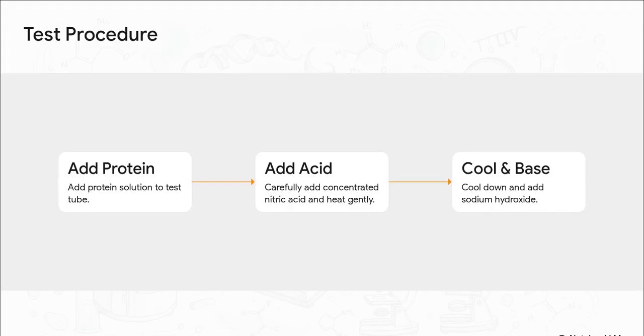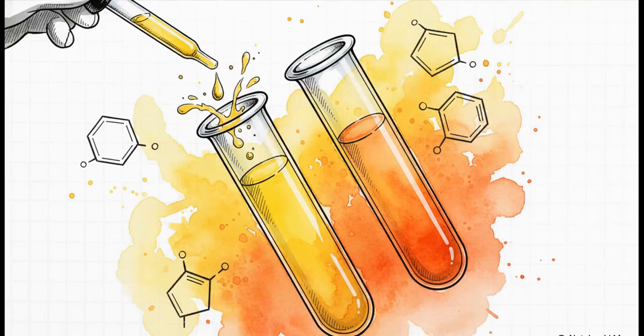What's happening biochemically here is that the nitric acid is actually nitrating the aromatic ring found in amino acids like tyrosine, tryptophan, and phenylalanine. Now, once heated, you absolutely must cool the test tube down completely before proceeding to the final step, which is adding an alkali, specifically a sodium hydroxide solution. And here's how that confession plays out visually. During that initial heating phase with the nitric acid, you're going to see a distinct yellow color appear.